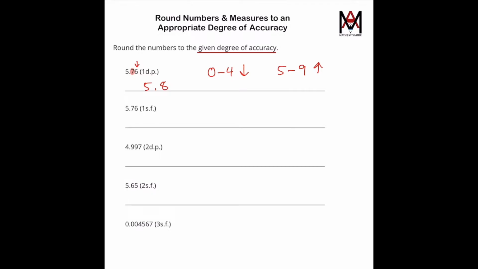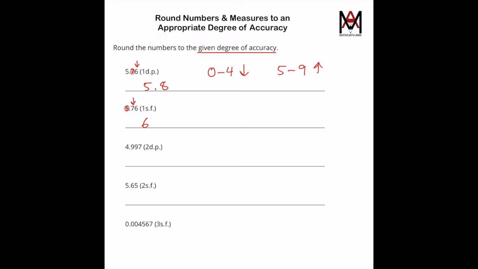Now, the second question, we need to round to one significant figure. Here it would be different. The first significant figure is the 5. So the 5 would round up to 6, as the next digit is a 7. So again, it lies in this category, it rounds up.